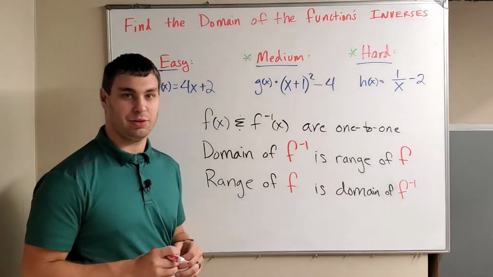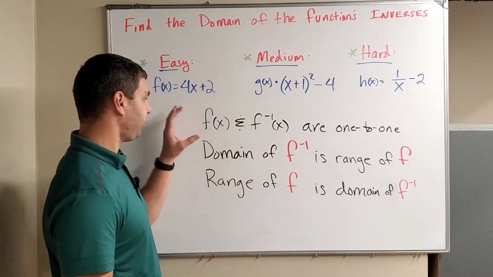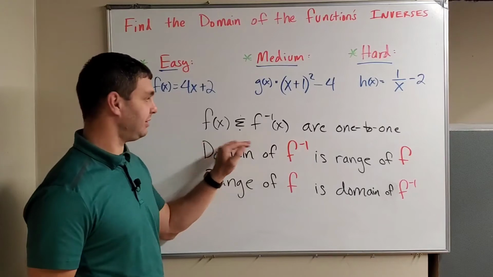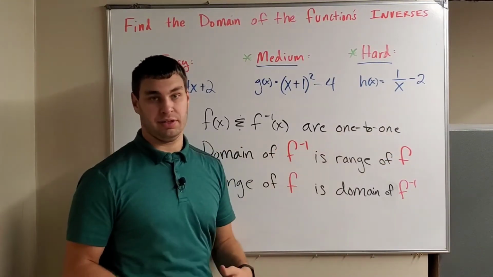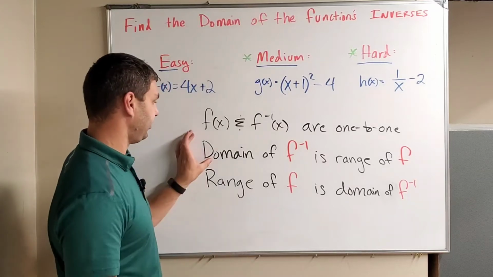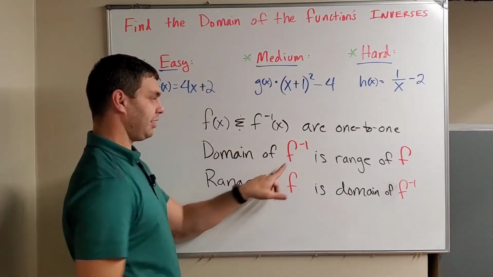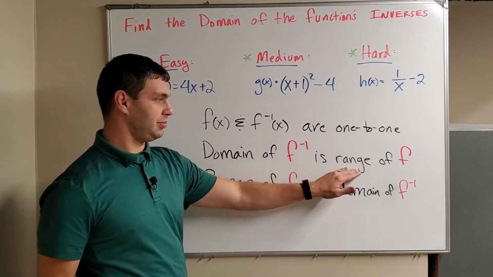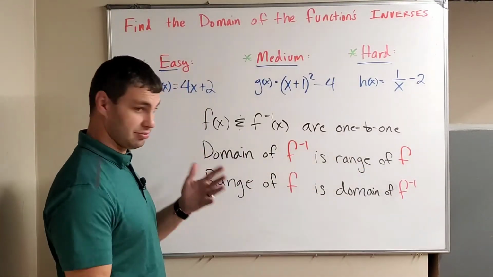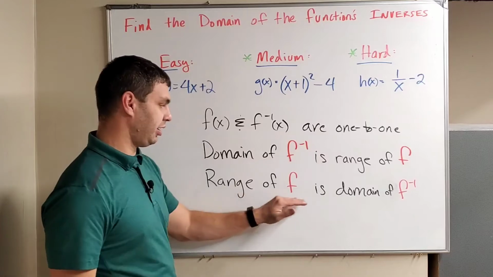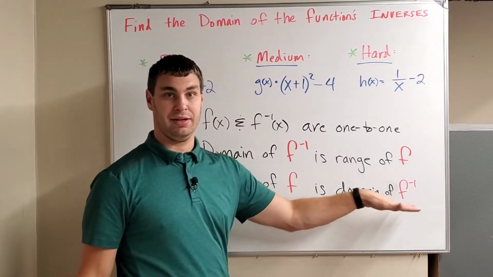Before we begin, I want to remind you of three quick things. First off, if we have the function f of x and f inverse of x, remember these are one-to-one functions, okay? So keep that in mind. Secondly, the domain of our inverse is always going to be the range of our original function. And then lastly, kind of backwards, the range of our original function is the domain of our inverse.